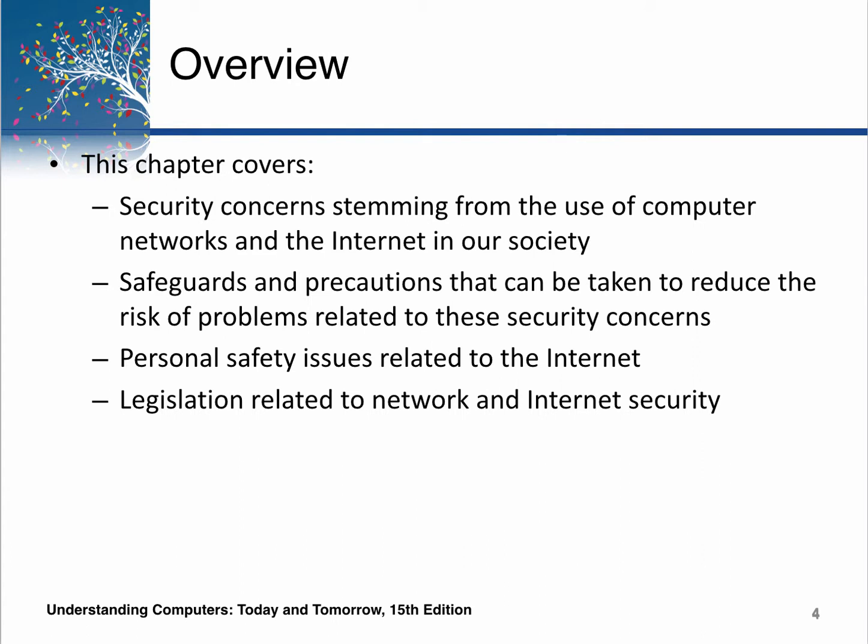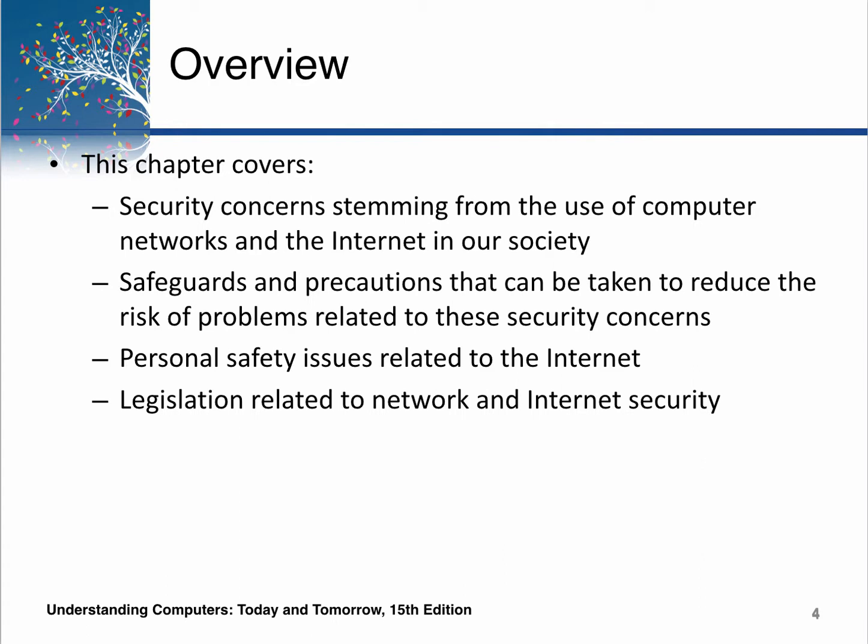So, a brief overview of the chapter. We're going to look a lot at security concerns that come from computer networks. The rationale behind this is that in essence, everything you do online is a network concern. Everything that you do on your phone, with it being a mobile connected device, is a network concern. So security stemming from computer networks is a very big part of your digital life. We're also going to look at some of the safeguards and precautions that you can take to make sure that you don't fall victim to these things, some personal safety issues related to the internet, and some legislators, your politicians at work, and what laws are out there related to network and internet security.